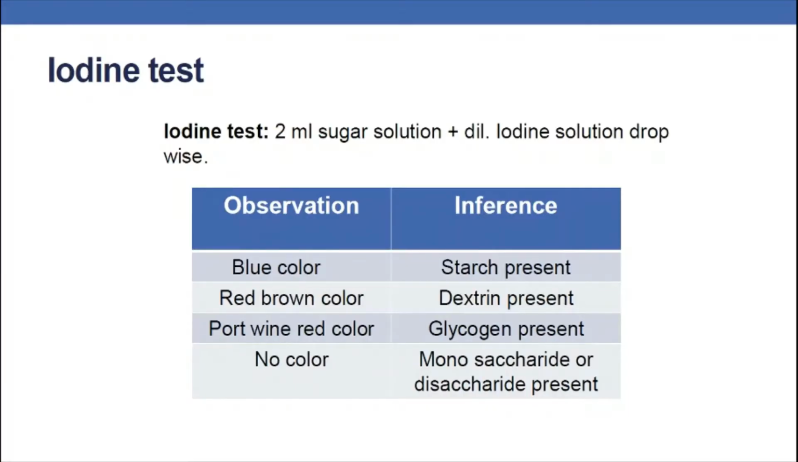Next test is iodine test. This test is used for differentiation of polysaccharide versus monosaccharide and disaccharide. In this particular test, different coloration is observed. If blue color is obtained, then starch is present. If red-brown color is obtained, then dextrin can be present. If port wine red color is obtained, then glycogen is present. And if we do not get any coloration, then we can confirm that our sample has monosaccharide or disaccharide.